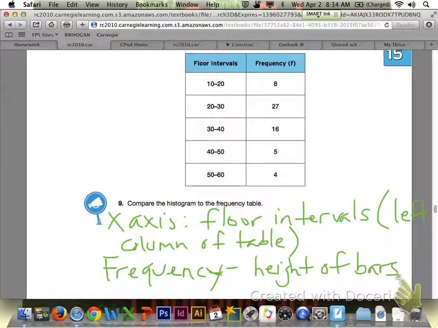In looking at the frequency table at the top of page 1041, here are some things that should have stood out to you in referring back to the histogram. The x-axis that we always want to label, we've always talked about the left column of a table representing that x-axis. That would be the floor intervals. And then the frequency, which is on the right column of the table, is going to represent the height of the bars.